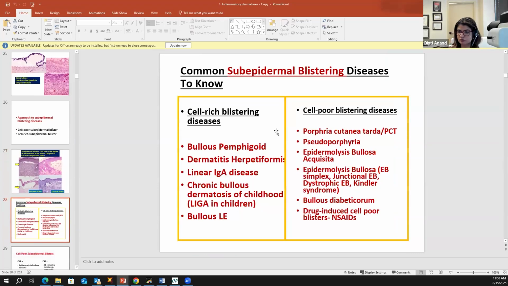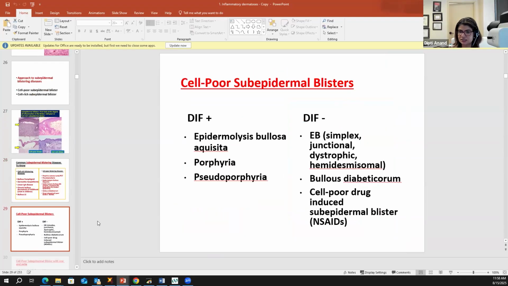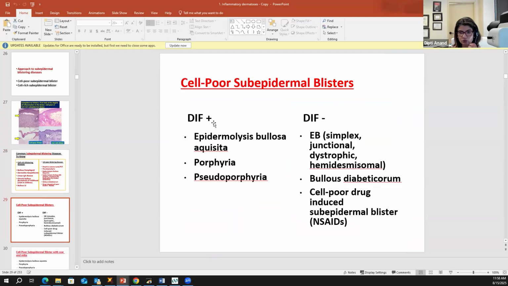This distinction is important because when you're dealing with the cell-rich blister, then we're going to talk about all these diseases. So forget about this right now. Let's talk about a cell-poor subepidermal blister. When you're talking about a cell-poor subepidermal blister, these are the diseases that you need to memorize. So I do want you to memorize all these 6 diseases. The other way of remembering it is, it's a cell-poor subepidermal blister, which could be either DIF positive or DIF negative. So this is how I remember it. It's a cell-poor subepidermal blister. Is it DIF positive? Is it DIF negative?